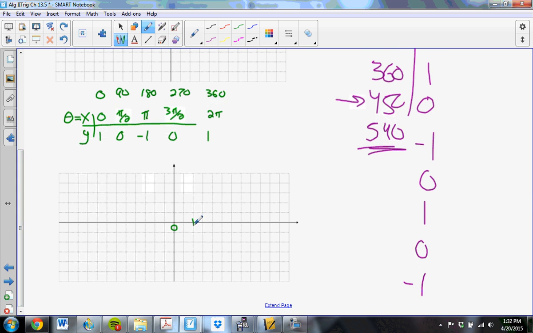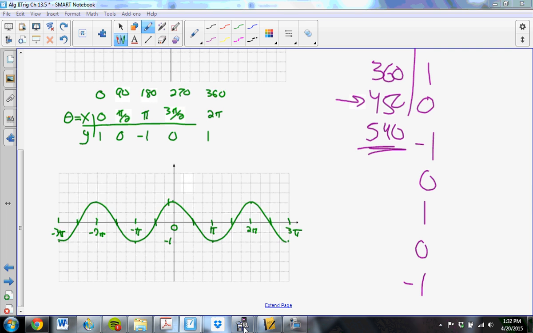So 0, pi over 2, 2 pi over 2 is just pi, 3 pi over 2, 4 pi over 2 is 2 pi, there's 3 pi, negative 2 pi, negative 3 pi. And I go 1 to negative 1, and I start 1, 0, negative 1, 0, 1, 0, negative 1, and here's the same curve, just graphed in radians now instead of in degrees.